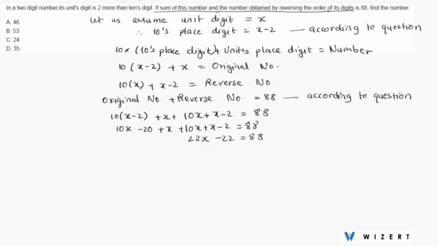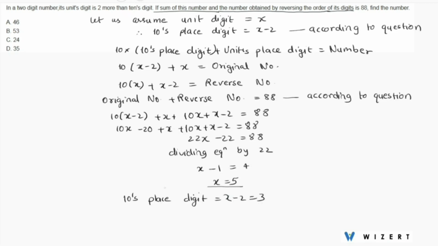Now all of this can be divided by 22. Dividing the equation by 22, we get x minus 1 equal to 4. So what we get, x equal to 5. So the units place digit is 5. So what we get, tens place digit equal to x minus 2 equal to 3.